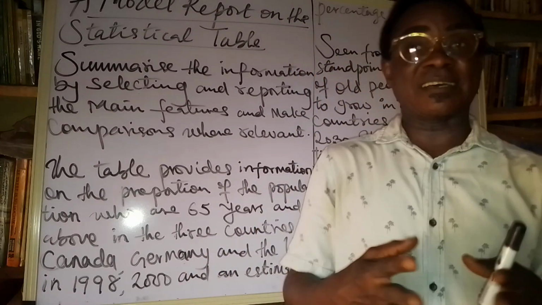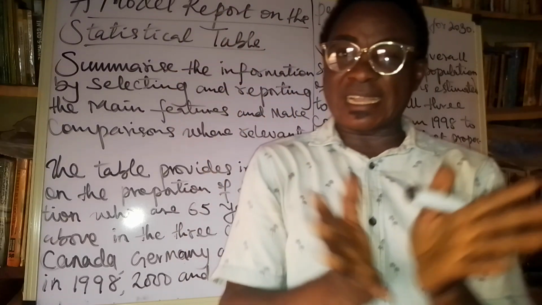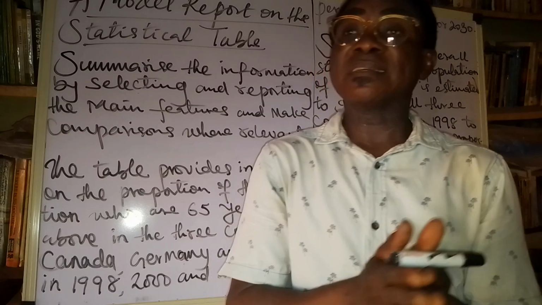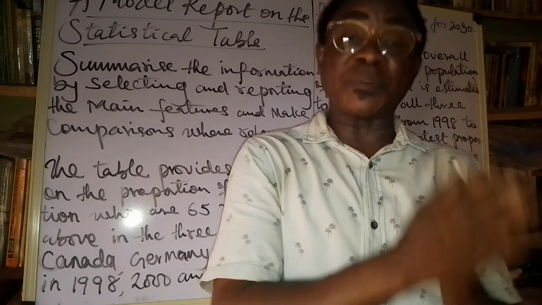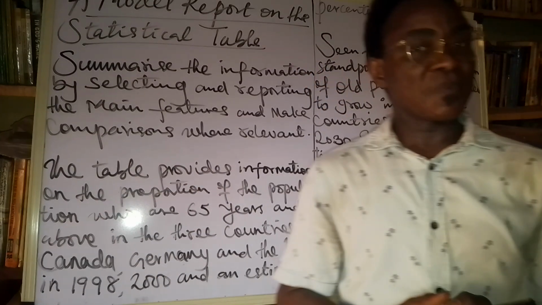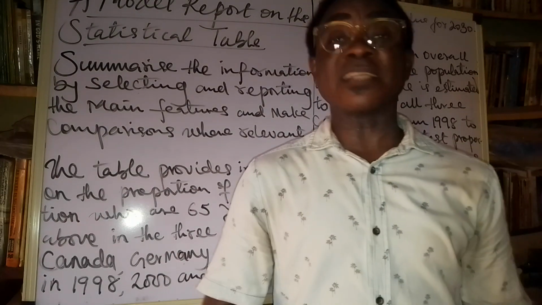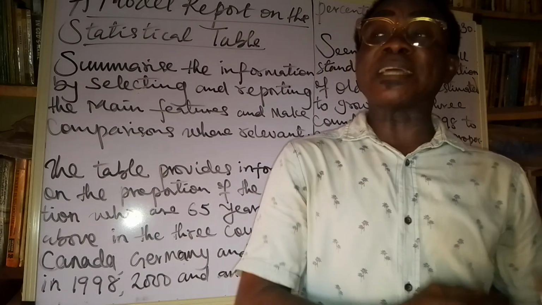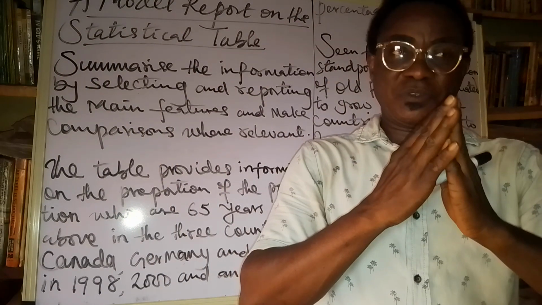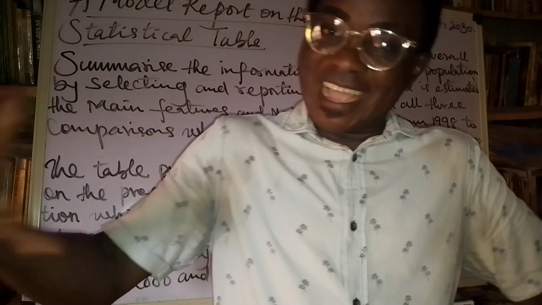That first sentence tells us that in all these three countries, something similar will happen between the year 1998 to the year 2030. The population of people aged 65 and above is estimated to grow in all these countries. That is a grouping of values. Because the values are similar, they are grouped together.